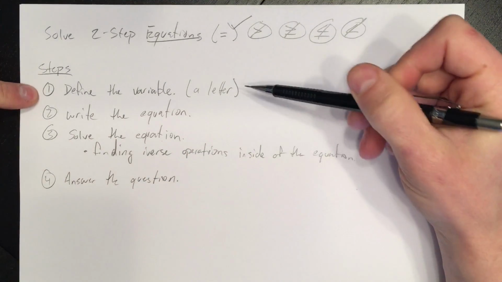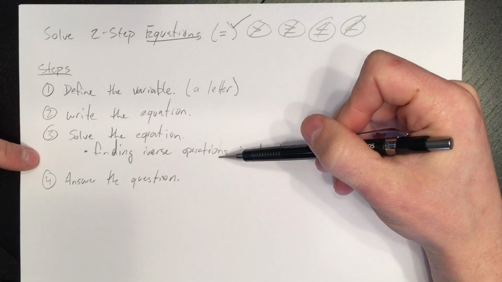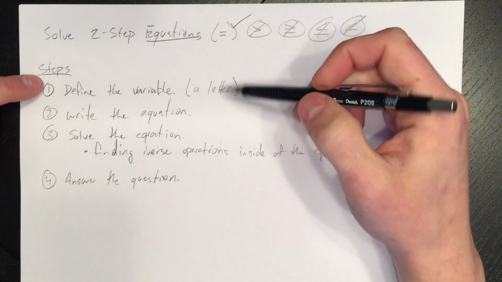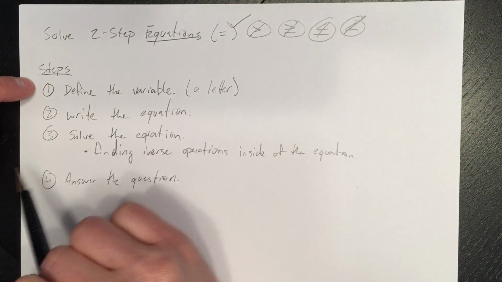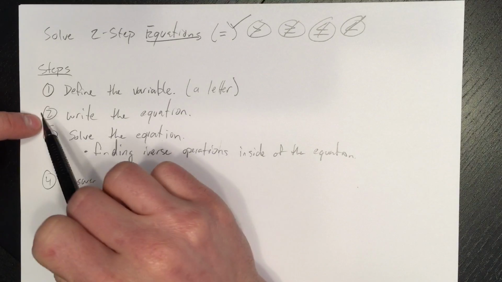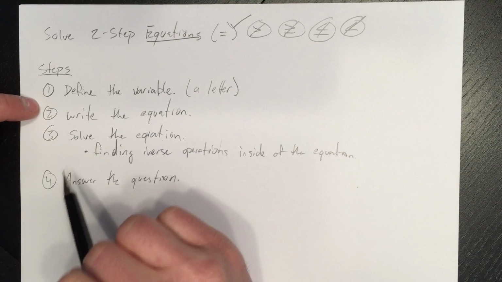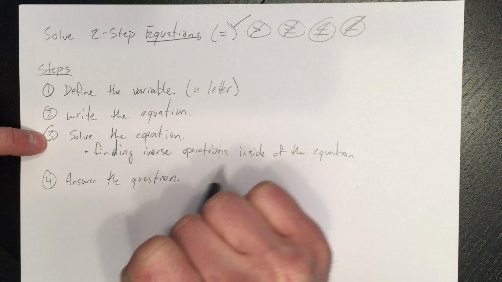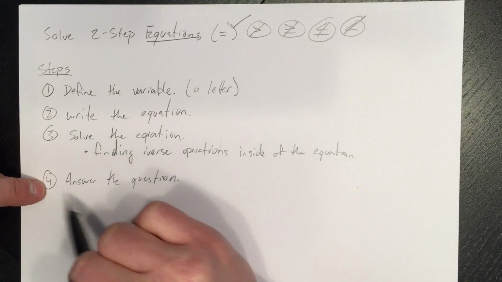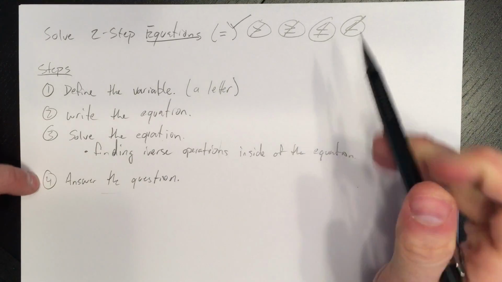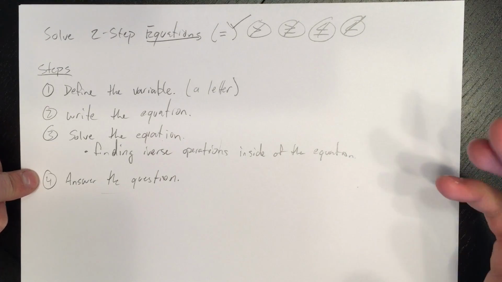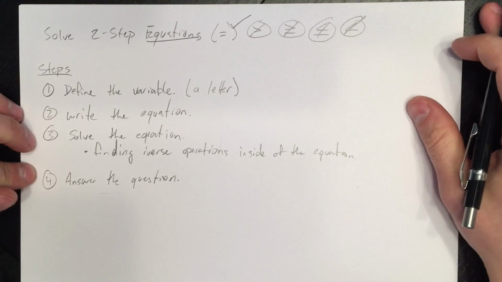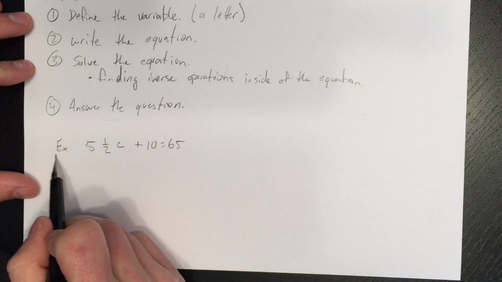Okay, there are a couple different steps that we are not going to worry about today, but we're going to worry about at a later time. All right, so 1, define the variable. This is for a word problem. 2, write the equation. That's also for a word problem. Solving the equation, that's just basic math. And then 4, finding the answer or answering the question. That is for a word problem as well. But let's just focus on solving an equation. So let's do an example.